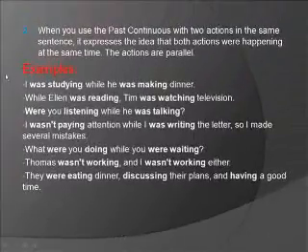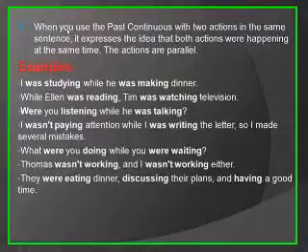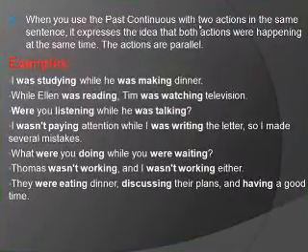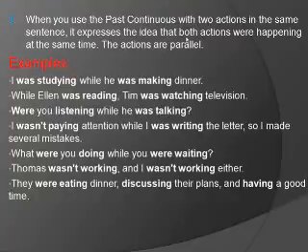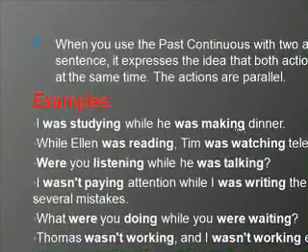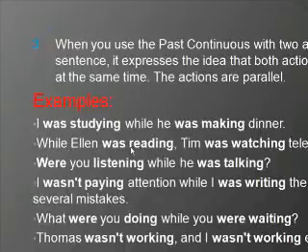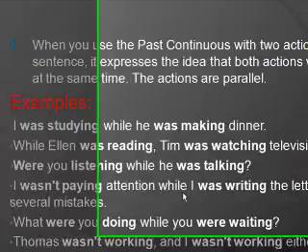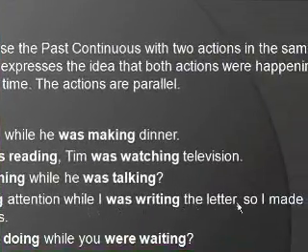Number 3. When you use the past continuous with two actions in the same sentence, it expresses the idea that both actions were happening at the same time. The actions are parallel. Examples: I was studying while he was making dinner. While Ellen was reading, Timmy was watching television. Were you listening while he was talking? I wasn't paying attention while I was writing the letter, so I made several mistakes.